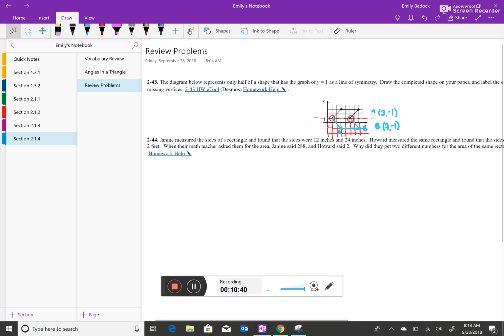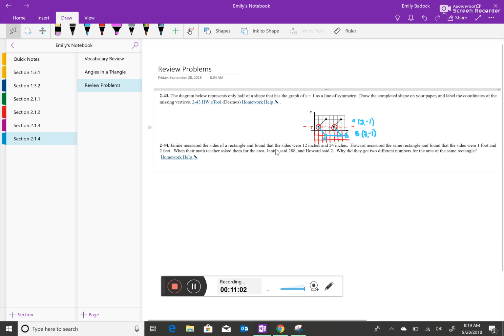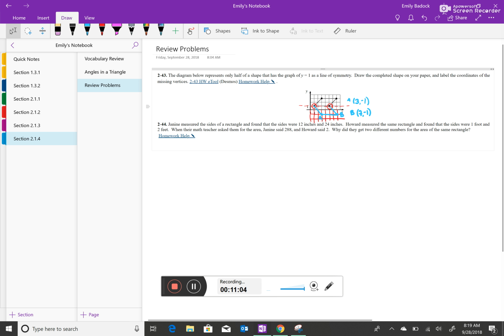So all that they are doing is they are using two different units. One of them is using inches and one of them is using feet. So it's still the same thing, still the same rectangle, but one student's using inches while the other student's using feet. That's it. Nothing more to it than that. So it's kind of a silly question to ask, but we'll still go over it just in case.